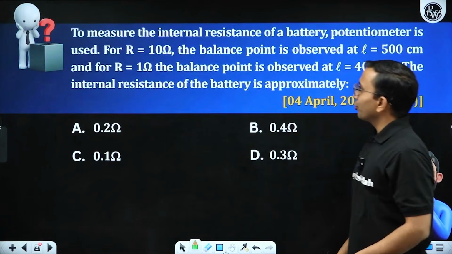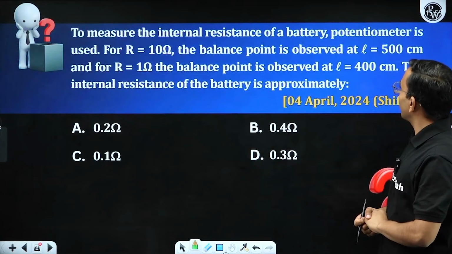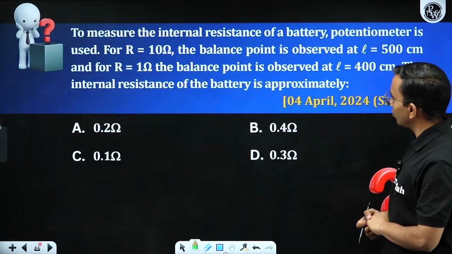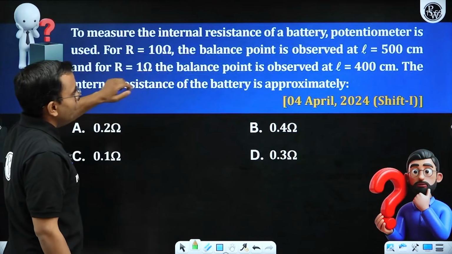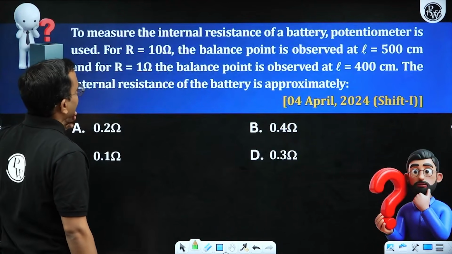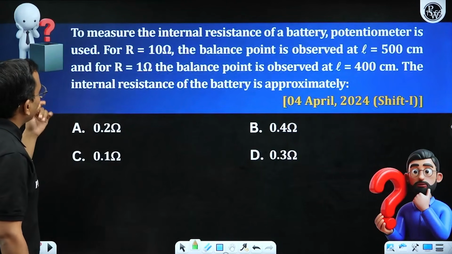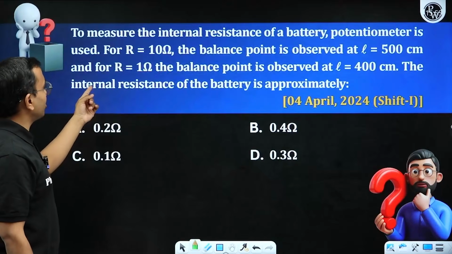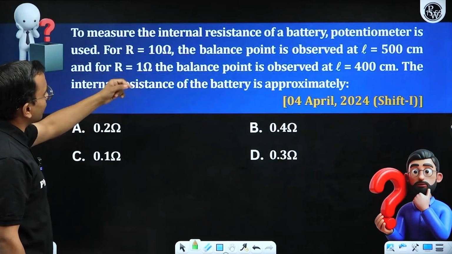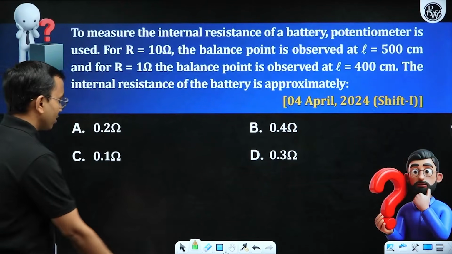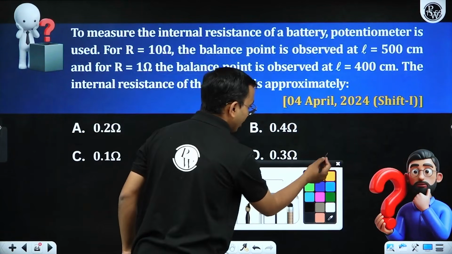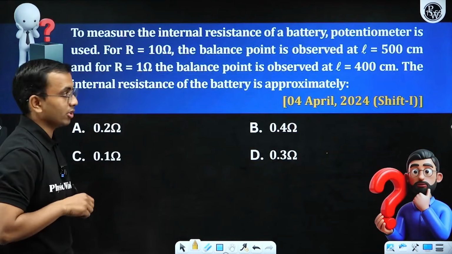Now let us discuss a question on this. To measure the internal resistance of a battery, a potentiometer is used. For R equals 10 ohm, the balance point is observed at 500 centimeter. Now we are changing the external resistance basically. Now for R equals 1 ohm, the balance point is observed at 400 centimeter. The internal resistance is, now here you cannot apply the formula directly. Here my R is changing.